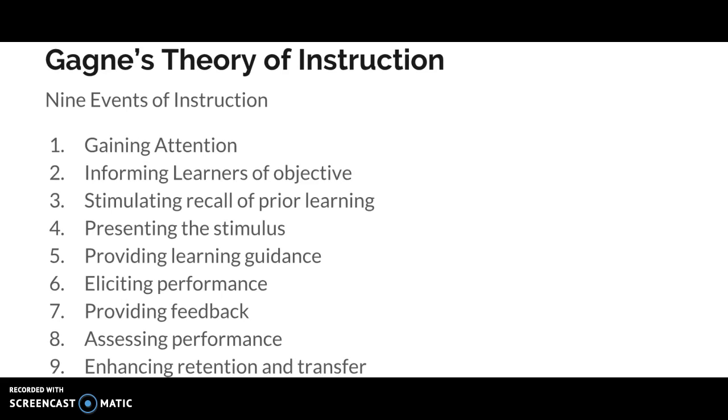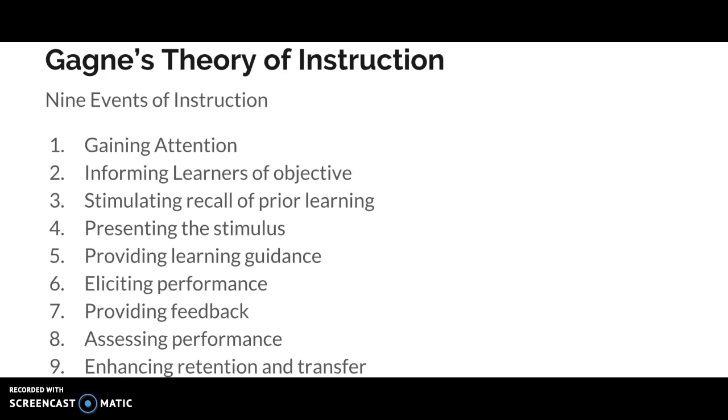Third is the event of stimulating recall of prior learning, which is part of the scaffolding piece. You are able to understand what a child can learn by recalling prior knowledge. The fourth event is presenting the stimulus or content, which is the meat of the lesson plan. Make relevant connections here that make the information relevant for your students. The fifth event is providing learning guidance.